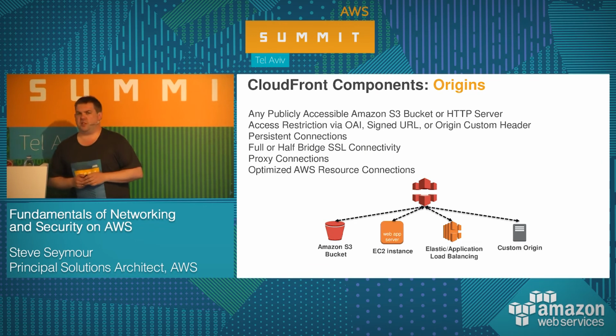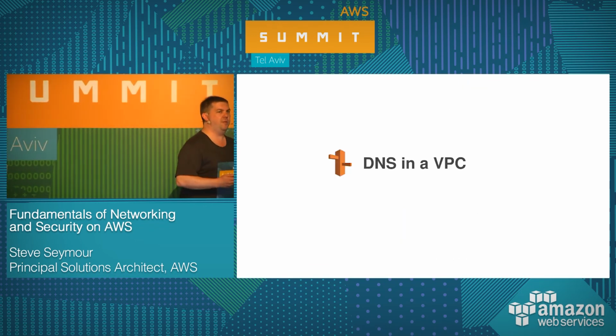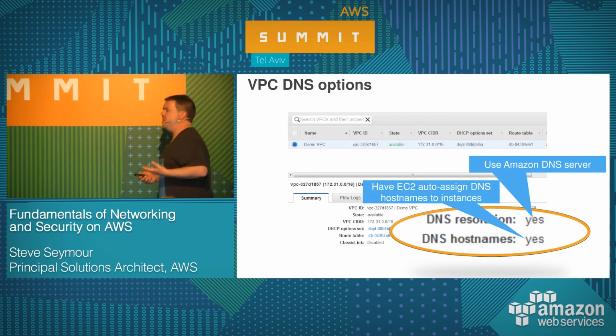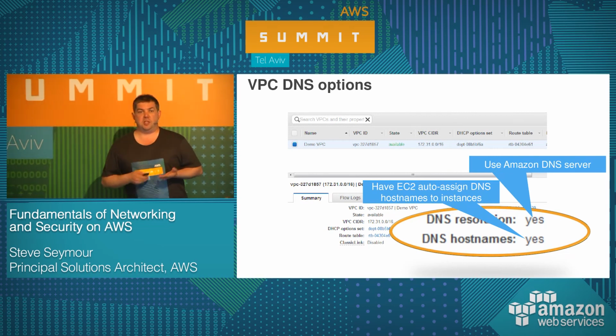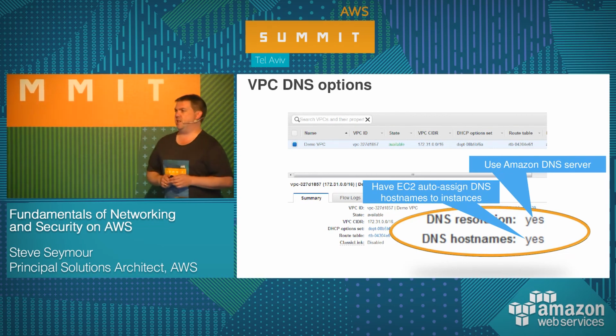Now, everything we've talked about so far has been based on IP addresses. What about naming? What about DNS in our VPC? How does that work? Well, actually, it's really quite simple. When you create a VPC, there's a set of options that are by default turned on. You can see them down at the bottom here. It's DNS resolution and DNS host names.